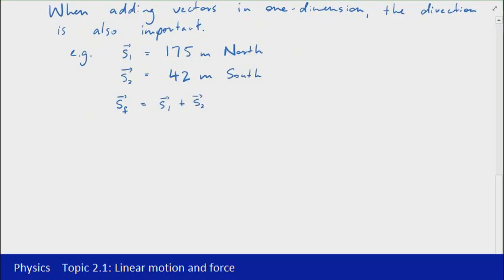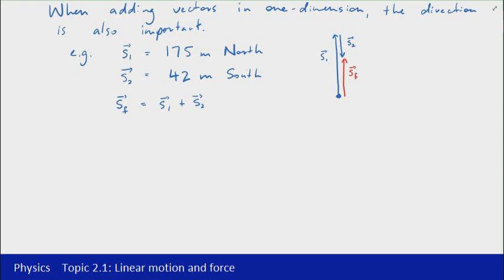Now, if we drew this graphically, we'd have our vector S1 starting from our original point and directed north 175 meters. If we're then going to add S2 to it, we start out where S1 finishes and then draw S2 on top of that. So that would be our vector S2. When we add those two vectors together, our final answer is that red vector, which is our final displacement SF.